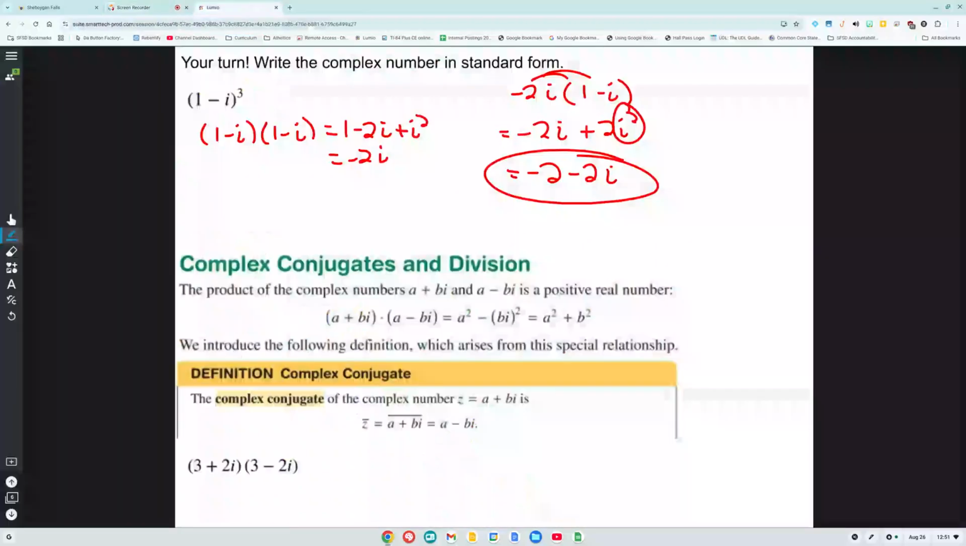Right, the next part of our lesson on complex numbers is dealing with complex conjugates and how we divide. We definitely talked about complex conjugates quite a bit last year. Complex conjugates, or just conjugates in general, just mean when I have two different binomials being multiplied together, or just a relationship that they're the same thing except one is positive, one is negative.